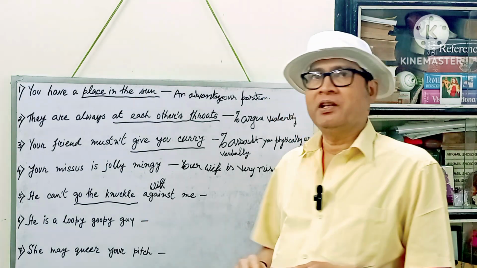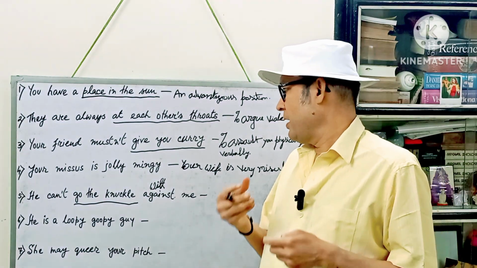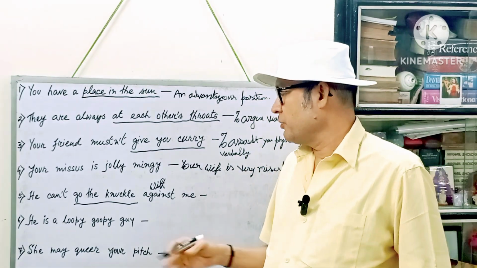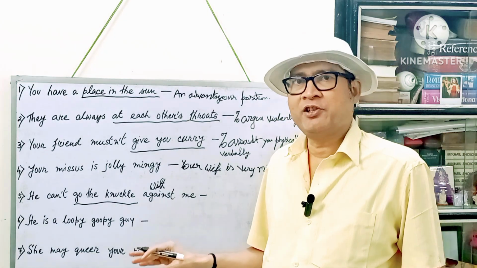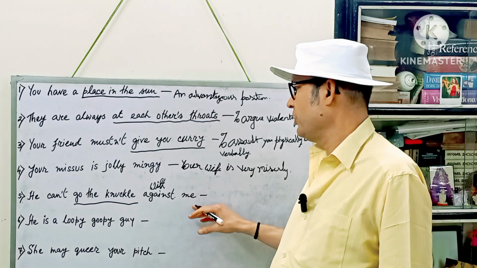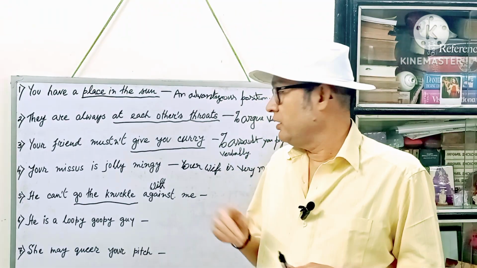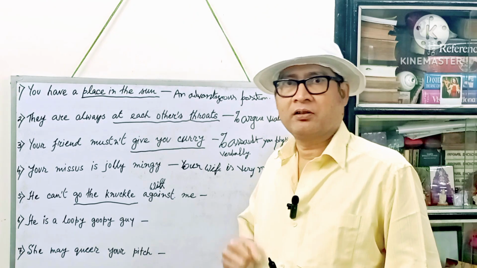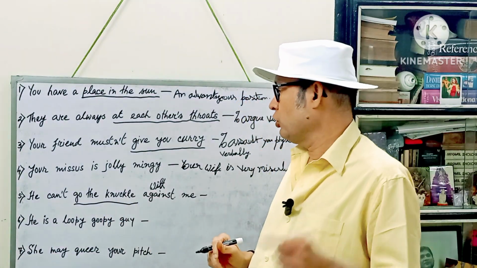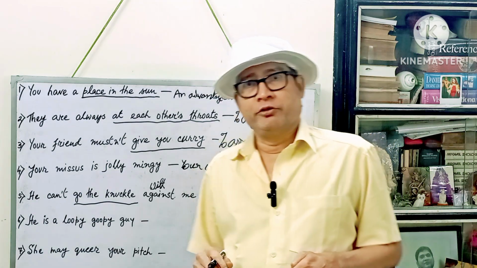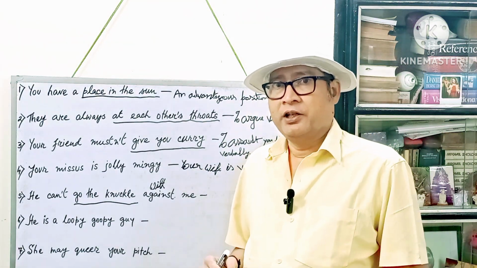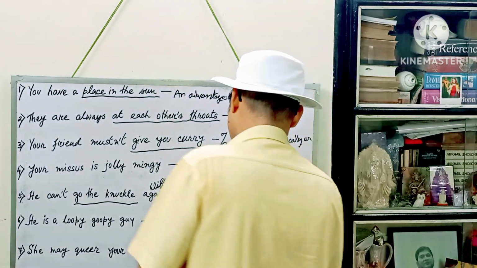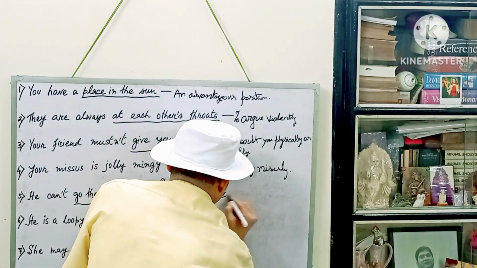He can't go the knuckle with me simply means you can't fight with me or fight against me. So go the knuckle means to fight. Here go the knuckle means to engage in a fist fight. Punching, boxing. So this is go the knuckle. You should never go the knuckle with your friend. If you have a younger brother, you are not expected, of course, to go the knuckle with your younger brother. So go the knuckle means to engage.